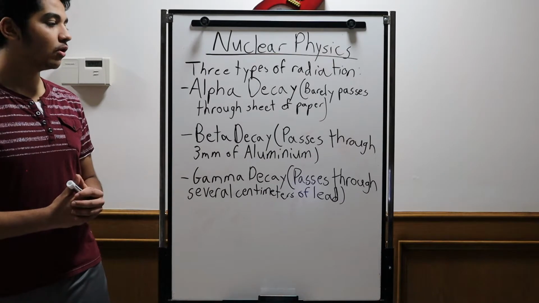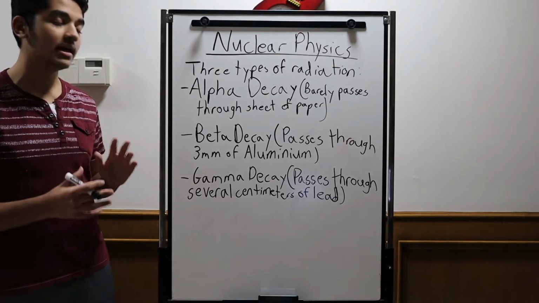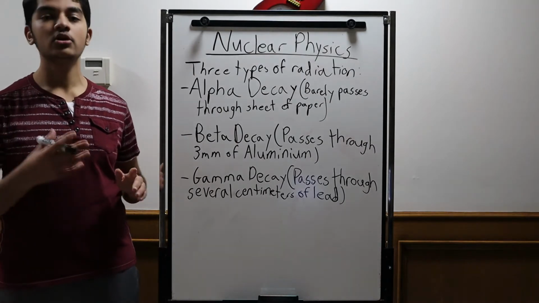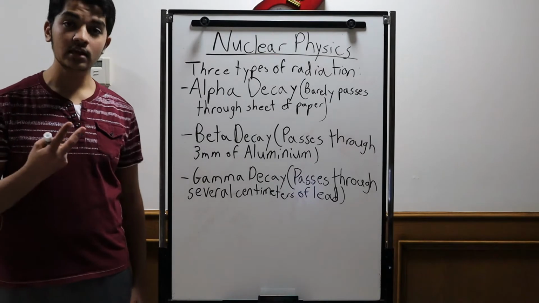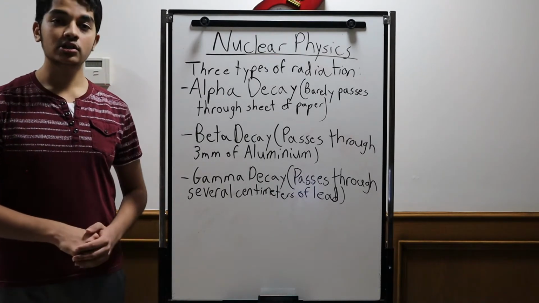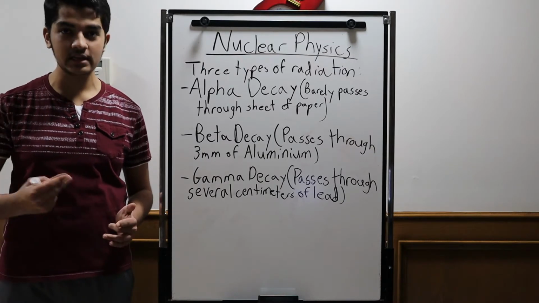And so when Ernest Rutherford was doing his experiments, he identified three main types of decays of atoms, so radioactive decay. And what he found was that there's alpha decay, beta decay, and gamma decay. So alpha and beta decay are not that harmful to humans, and they're not that penetrating either.